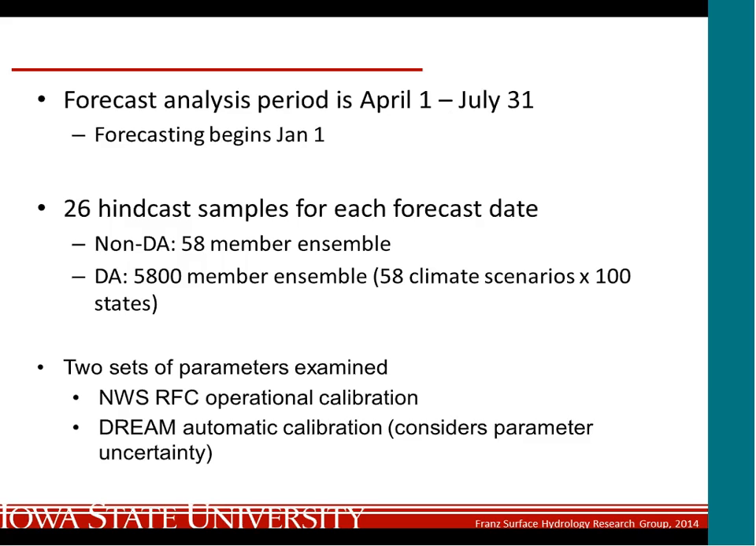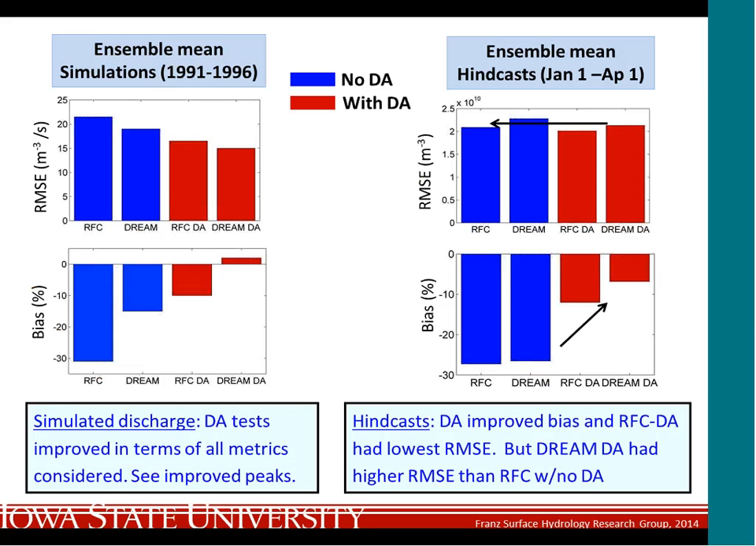Not to confuse things too much, but there was a secondary objective in this first study to look at the impact of parameters on the model results as well. So I'm going to show you results from using the operational parameters produced by the National Weather Service, as well as models that were generated using the DREAM algorithm through an automatic calibration method. I'm not going to focus on the difference between those two, but just to let you know that that's what you'll be seeing here in these slides.